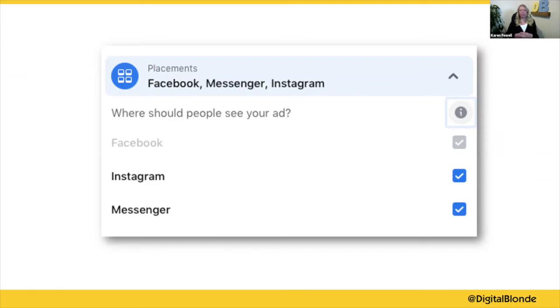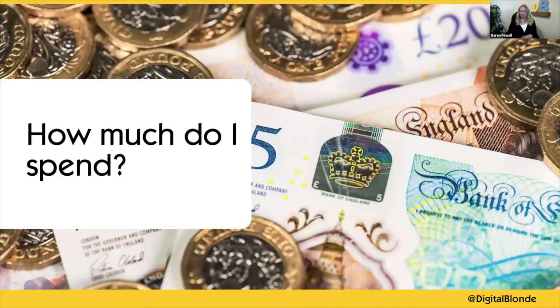And then Instagram actually has two options. You can run your Instagram advertising off the Facebook platform, or within Instagram itself. So there are slightly different options there. The benefit with Instagram is that Facebook owns Instagram, so you've got all that data that you've already told Facebook.